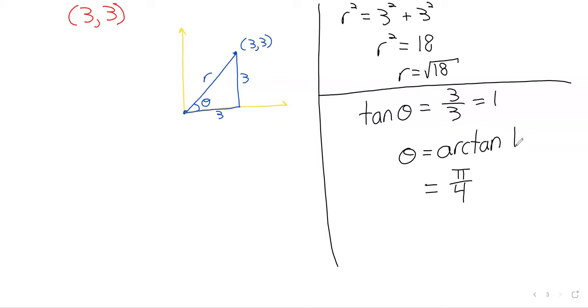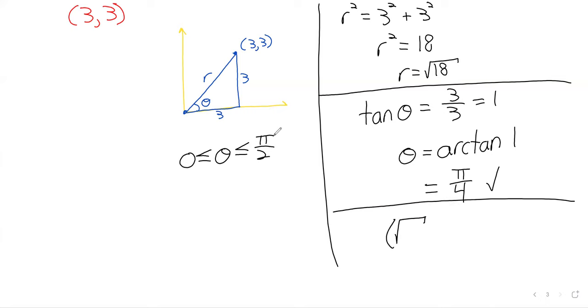And then when you're doing these problems, you have to ask yourself if the answer the inverse trig function is giving you makes sense. Let's see, theta is in the first quadrant. So theta needs to be between 0 and pi over 2. And pi over 4 is between 0 and pi over 2. So this makes sense.